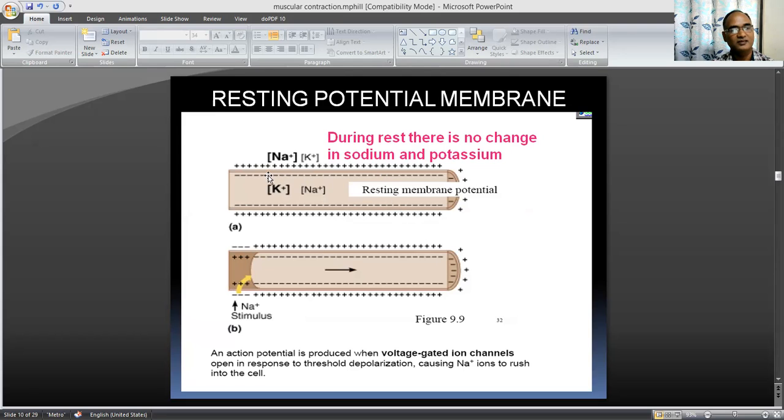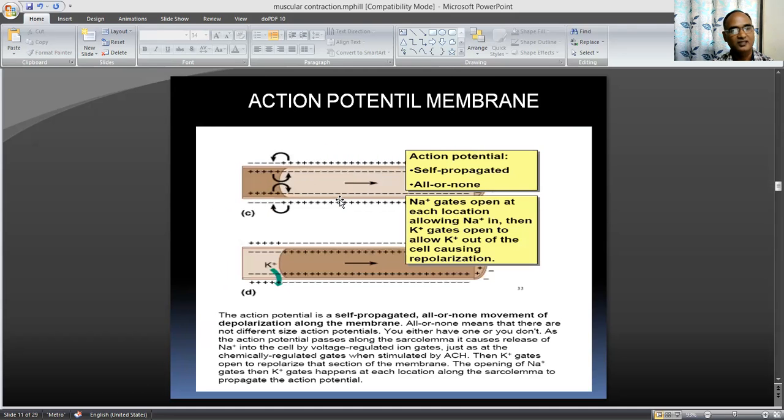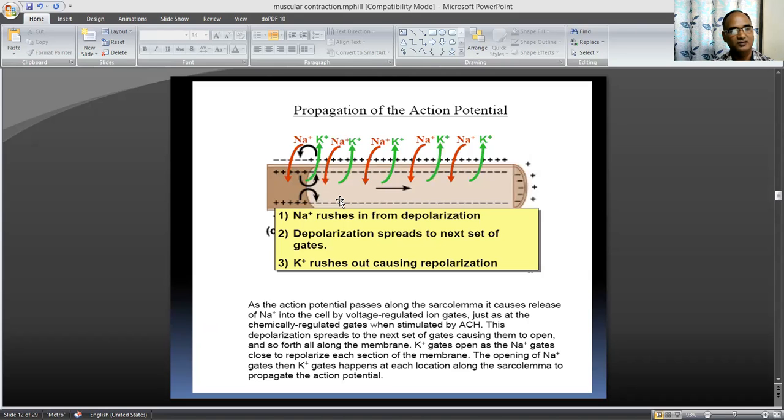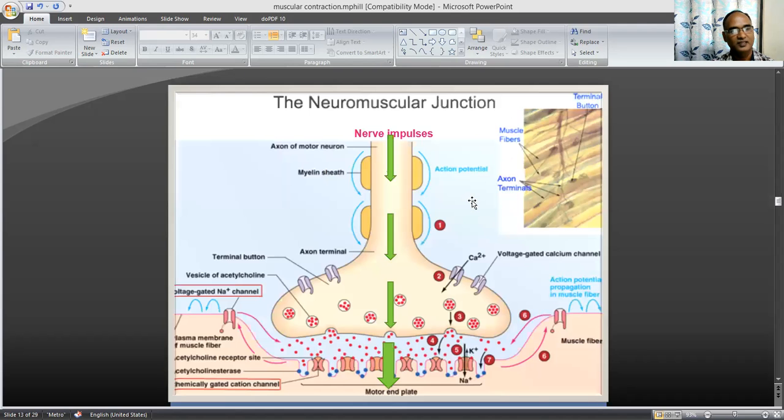During neural impulses, the impulse travels along the sarcolemma. How it travels: potassium is always present inside the cell, intracellular, and sodium is present outside during rest. In the next stage, sodium rushes inside, and immediately potassium rushes outside, so that sodium and potassium cross each other. Like that, the neural impulse travels along the neuron and muscle fiber, and finally reaches the neuromuscular junction. Via the neuromuscular junction, it passes the information from the neural end to the muscular end.